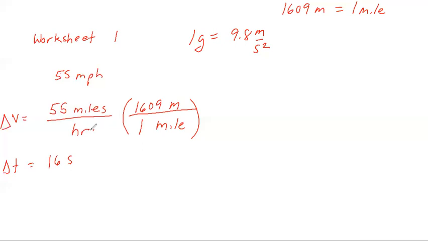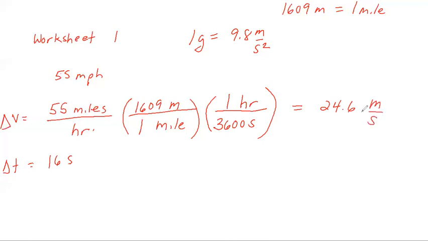And now I need to get these hours converted into seconds. So I'm going to put 1 hour here, and these hours will cross out, right? And then 1 hour is 3,600 seconds. All right, and if you do the math on this, if you multiply the numerators and the denominators and divide through, you're going to get 24.6 meters per second. Now we want to convert that into G's.